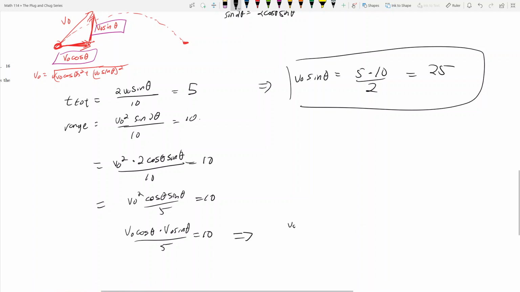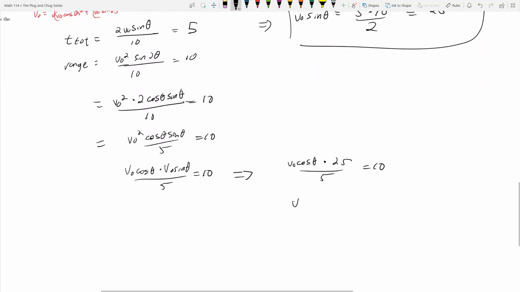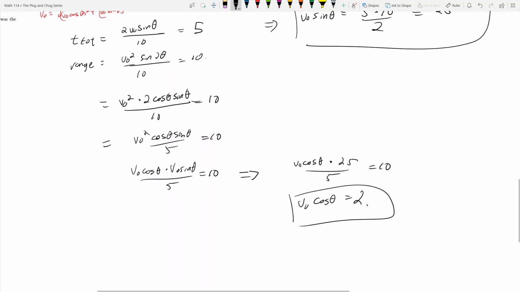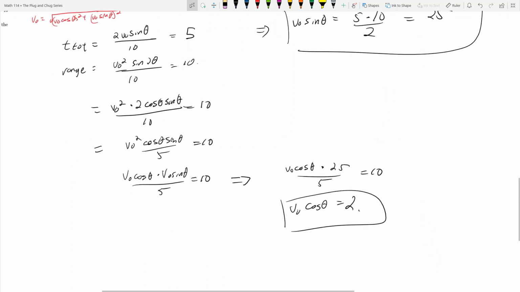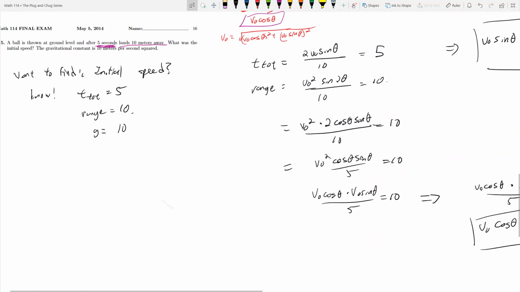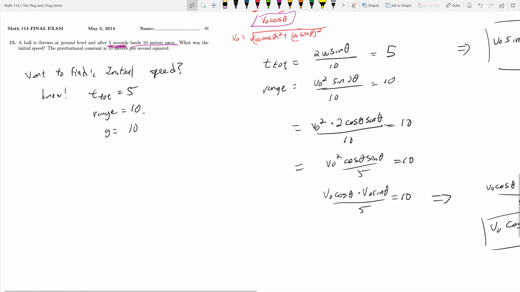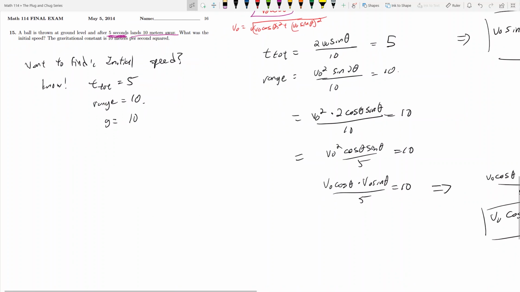Now, let's use this info and plug it down here. And now I've got v naught cosine theta times 25 divided by 5 is equal to 10, and solving for v naught cosine theta, I get v naught cosine theta is equal to 2. All right, so now I have v naught sine theta and v naught cosine theta, and that means I just need to plug it into this equation up here. V naught is equal to the square root of v naught cosine theta squared plus v naught sine theta squared.